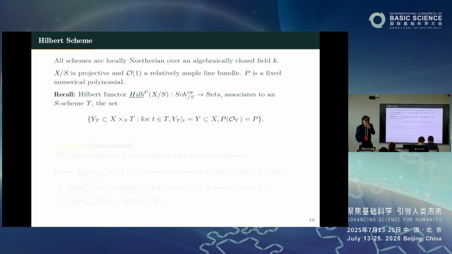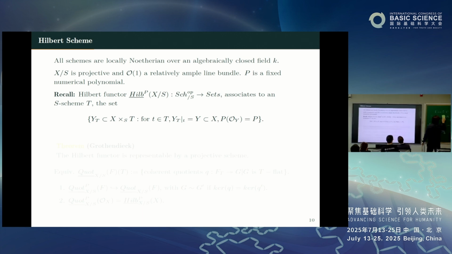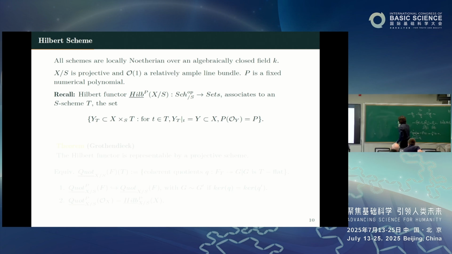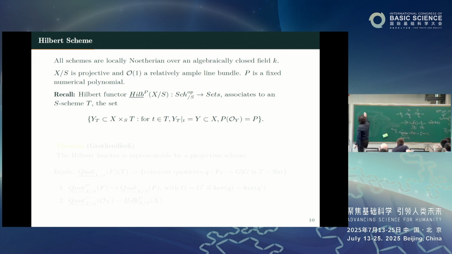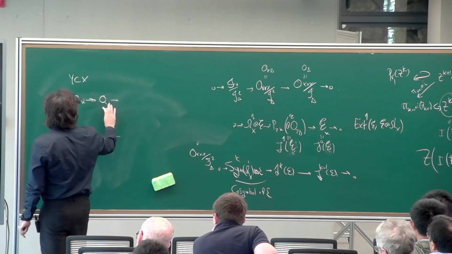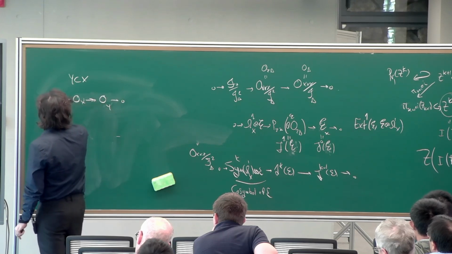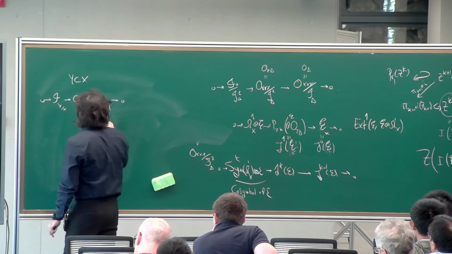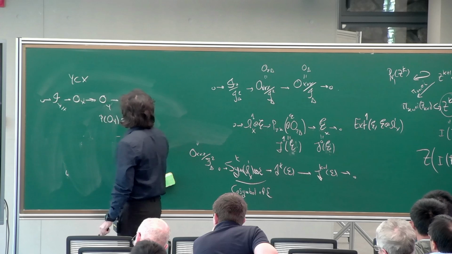So that's the idea. If you want to parameterize subschemes, you need to look at functions defined on those subschemes. This is absolutely very important. So if you have something like this, then that means you're looking at quotients like this, well, the ideal of Y in X, such that the Hilbert polynomial of this guy, you want it to be fixed.